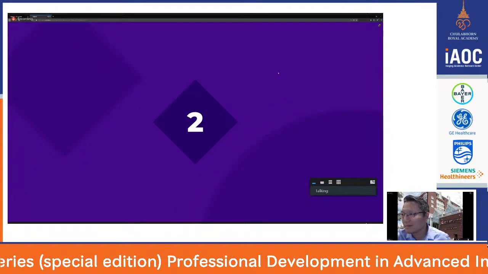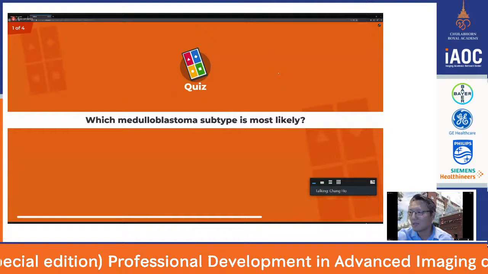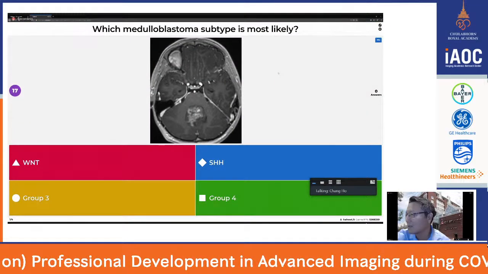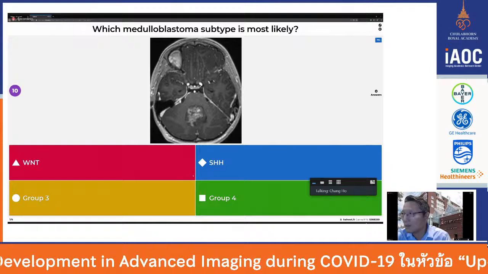All right, which medulloblastoma subtype is most likely for this image? This is a T1 post-contrast. See this classic midline tumor with some enhancement. Your answers are WNT, SHH, group 3, and group 4.